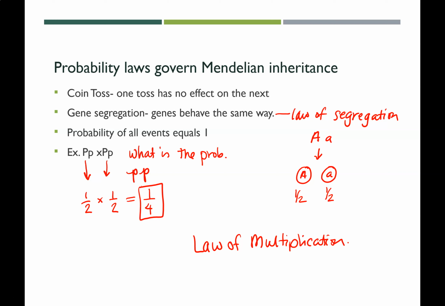So the chance of being little p is one half times one half, which is one quarter. We could also say, what is the probability of being homozygous dominant? Again, the chance of getting a big P is one half. The chance of getting a big P from the other parent is one half. Okay.